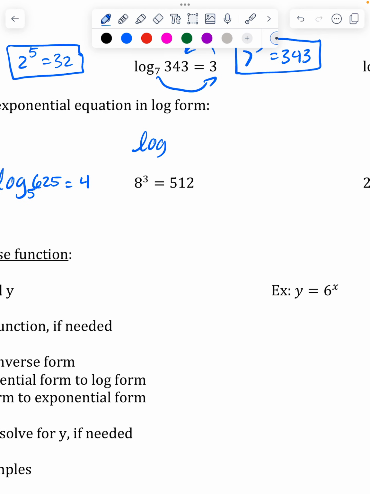Here, the thing raised to the power is the 8. So that's my base, goes in the basement. I put my 512 here because I need my power to go over on the other side.